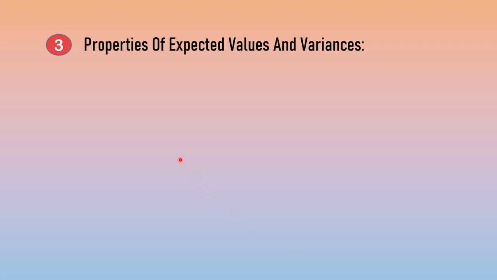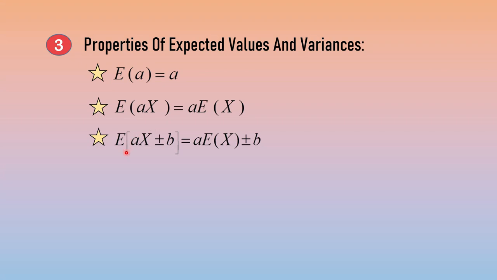Number three, properties of expected values and variance. Number one, the expected value for any constant a equals a. Expected value for aX is equal to a times E(X). Expected value for aX plus or minus b is equal to, we have to bring out a, a times E(X) plus or minus b.